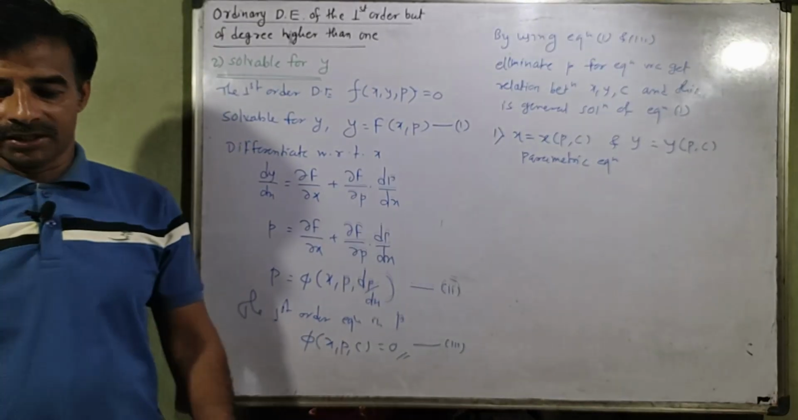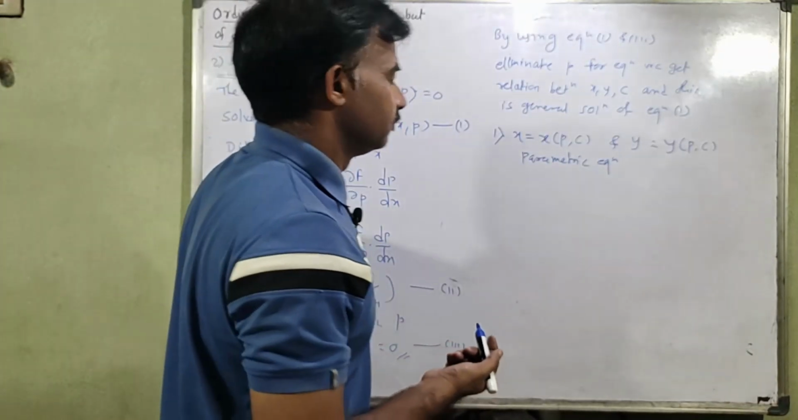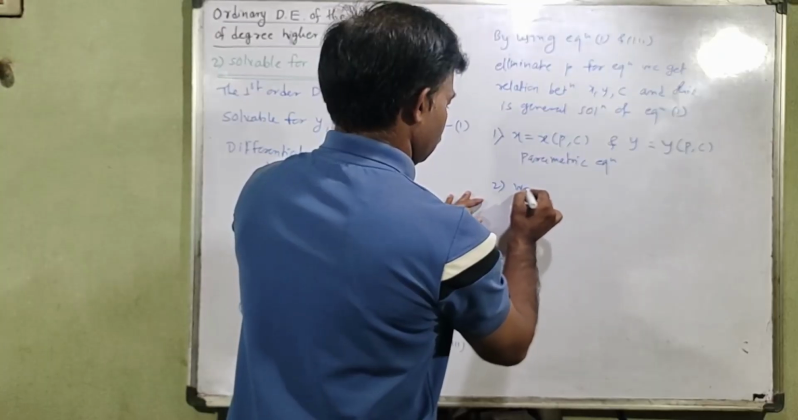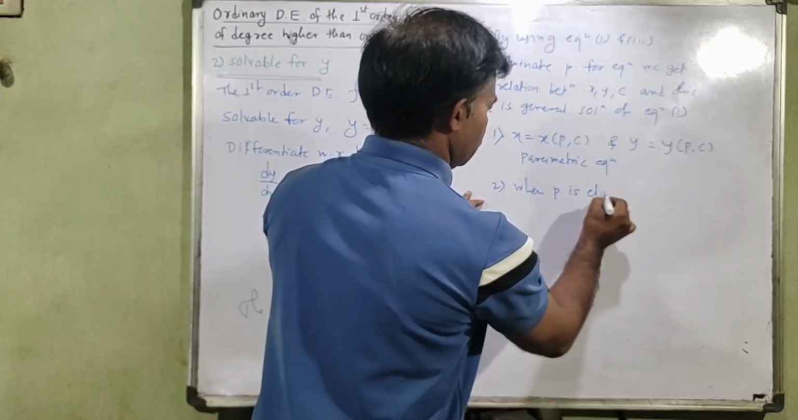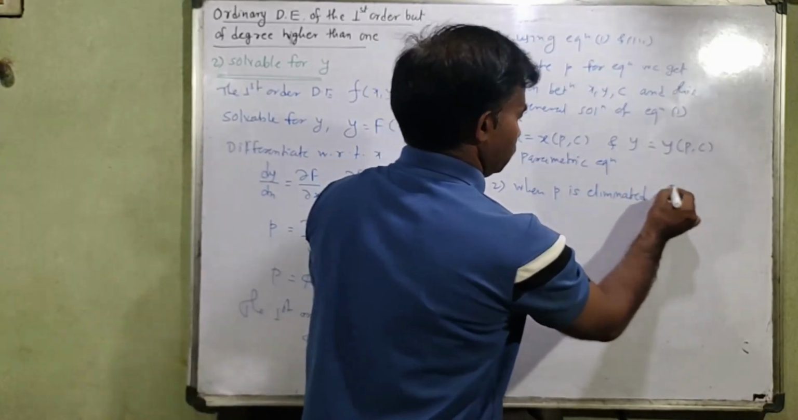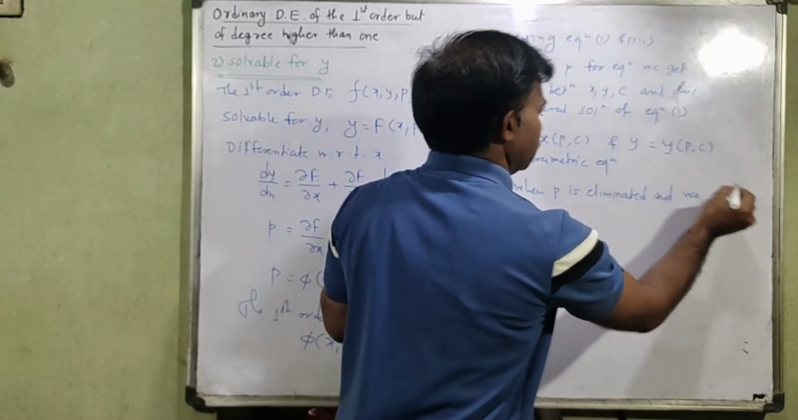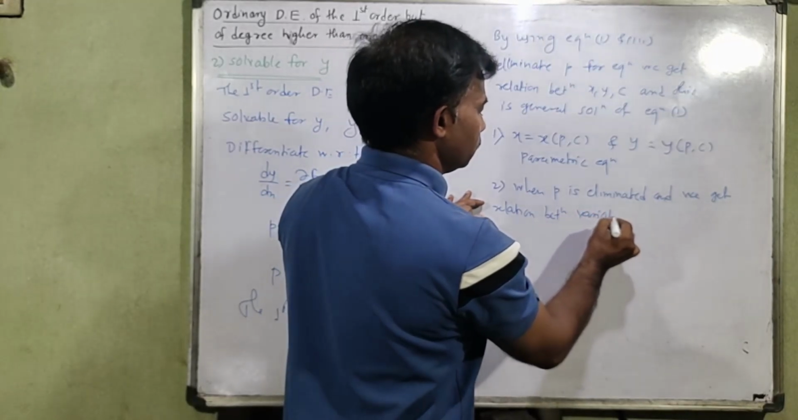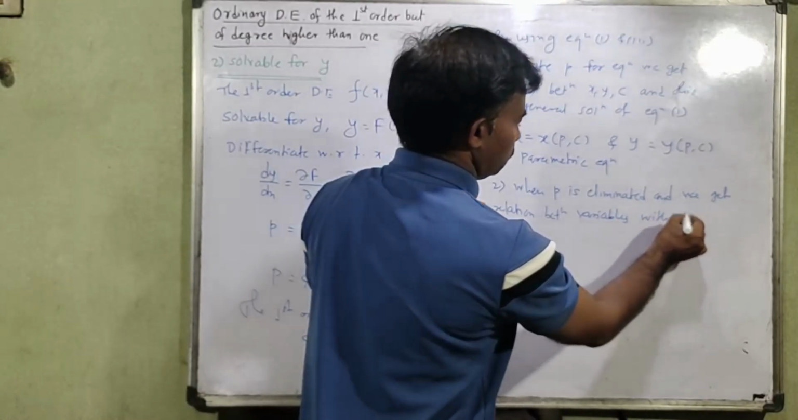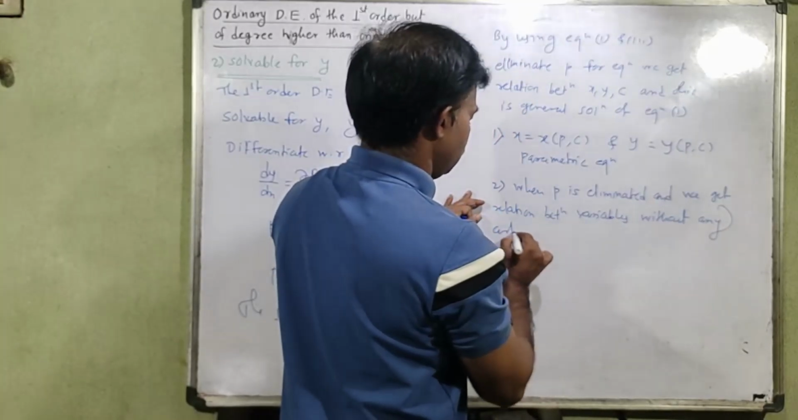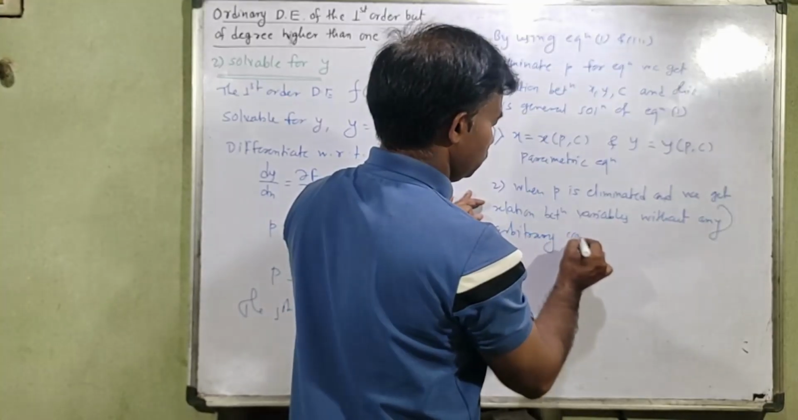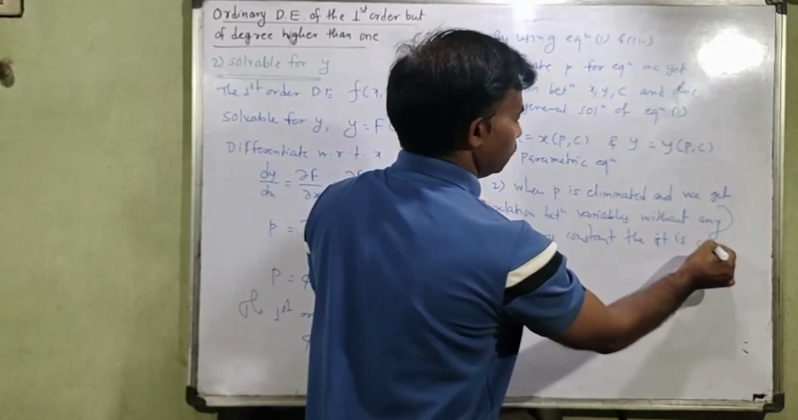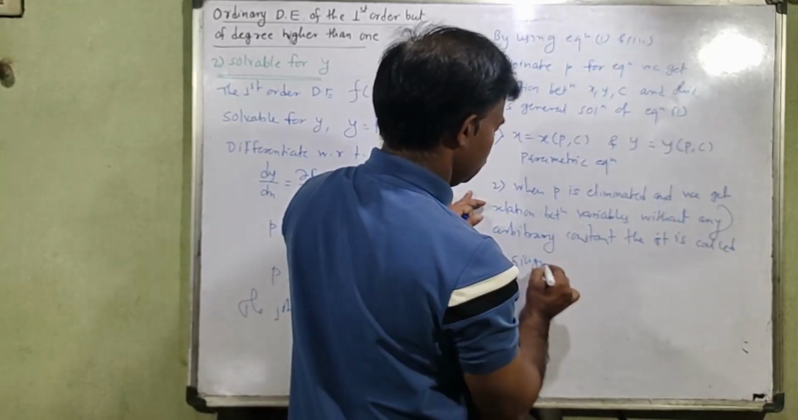Okay, when p is eliminated, and we get a relation between the variables without any arbitrary constant, then it is called a singular solution.